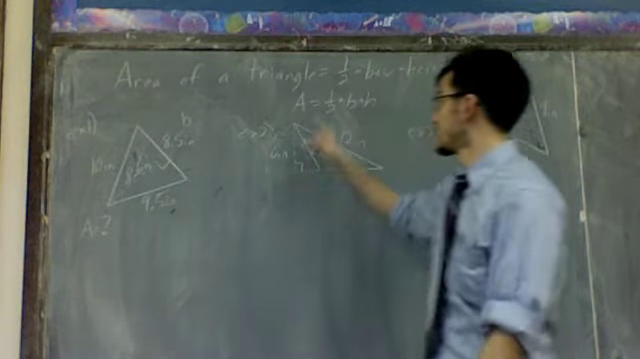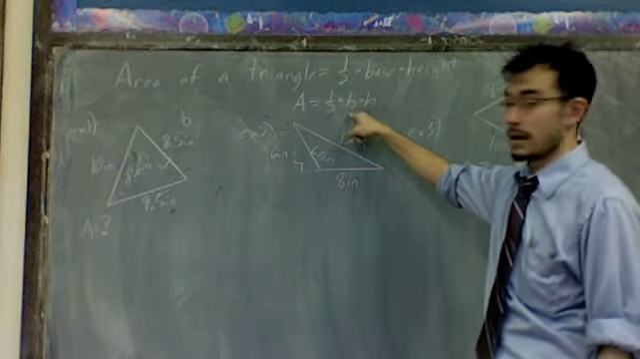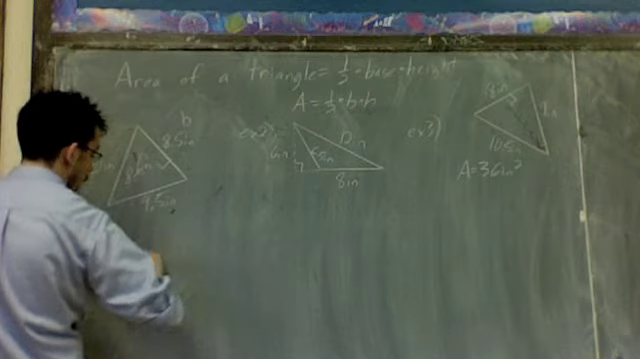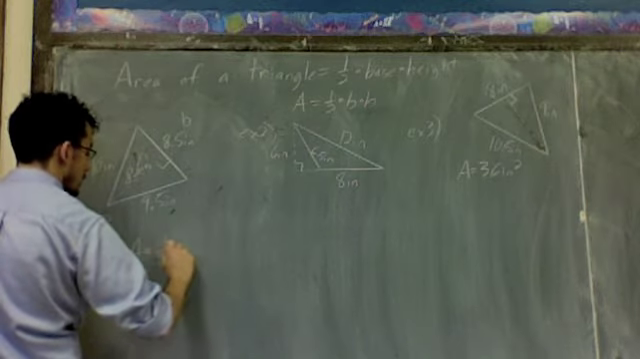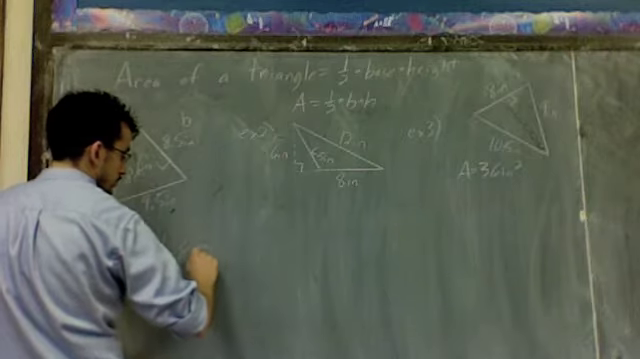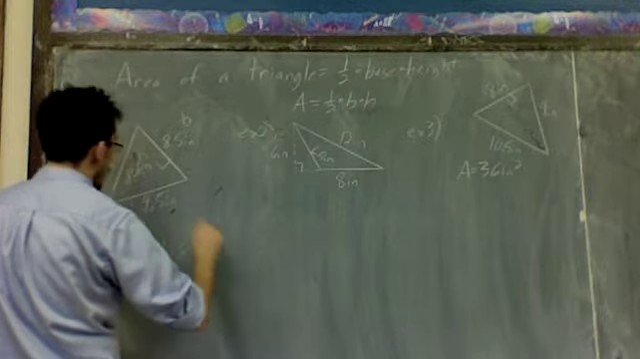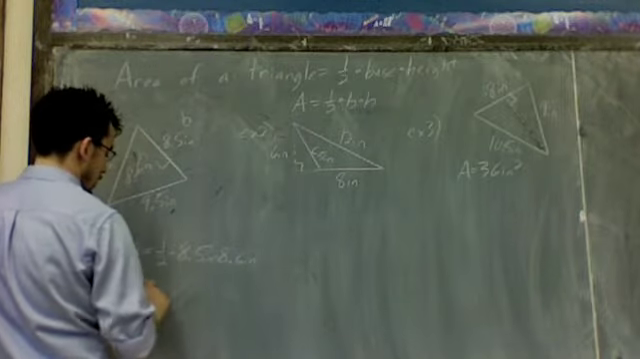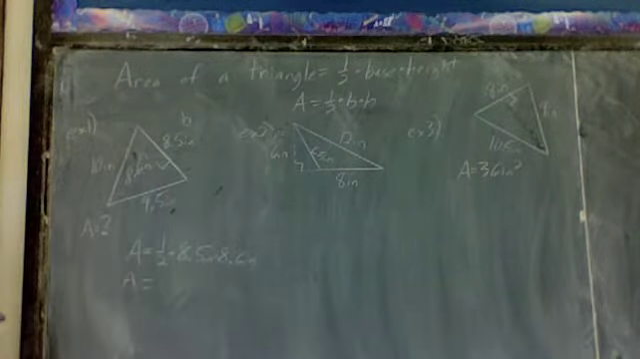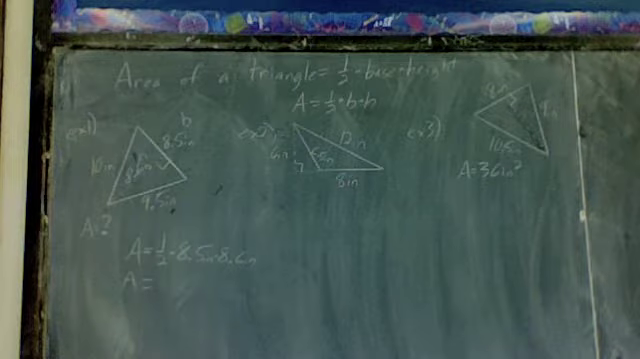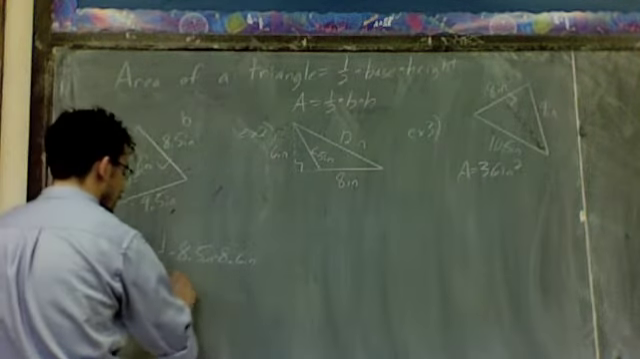The formula says multiply 1/2 times the base times the height. So we'll do that. I'm going to write area equals 1/2 times the base, 8.5 inches, times the height, 8.6 inches. When I multiply that together, I should get my area. So let's see. 0.5 times 8.5 times 8.6 gives me 36.55.